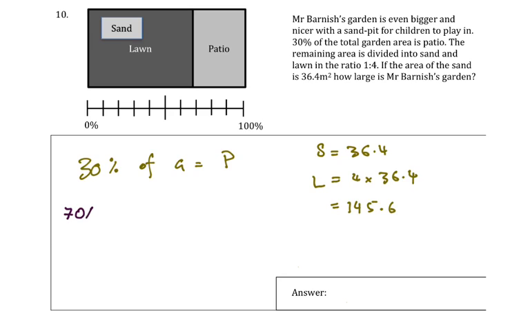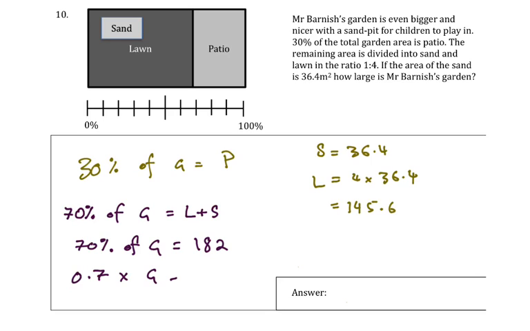So I could say that 70% of the garden is equal to the area of the lawn plus the area of the sandpit. Now, what else do I know? Well, I know that the area of the lawn plus the area of the sandpit is 36.4 plus 145.6, which gives me 182. So now I have an equation where I convert it into maths by changing the 70% into 0.7, turning the "of" into a multiplication sign, and then rewriting everything else the same.